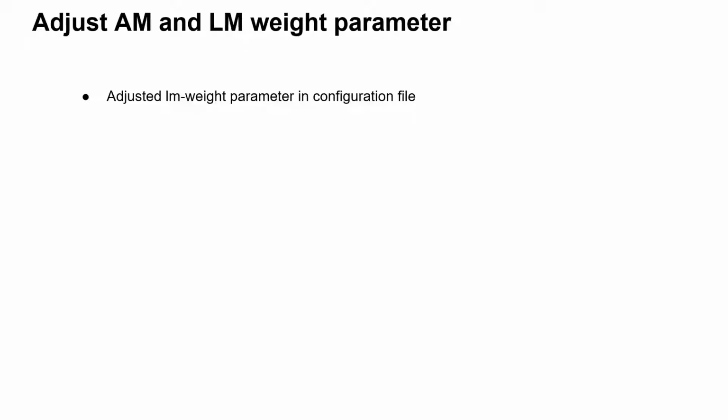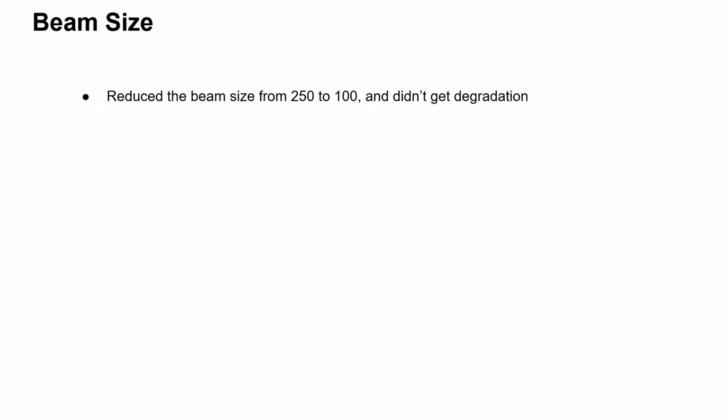Then again, one of the parameters which I found very useful in the real world setting was the AM and LM weight parameter, which should be tuned. This was part of the configuration file, and it is a very important parameter, and it can give good results without changing anything else. Also, this showed a lot of variability with respect to the setting.